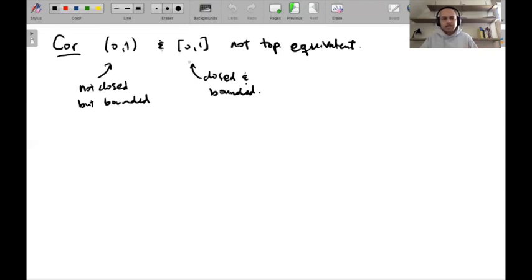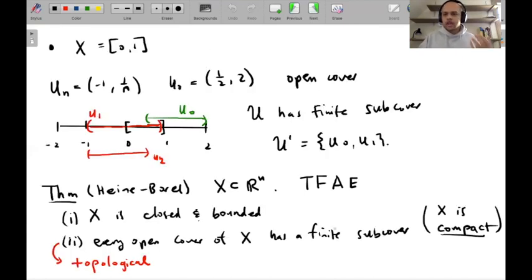There are bijections between these sets, but, well, okay. This is part of the usefulness of compactness. It's a topological property, and it can be used to show that spaces are not topologically equivalent. Okay, so the next couple of lectures are going to be focused on understanding more about compactness and proving this Heine-Borel theorem.